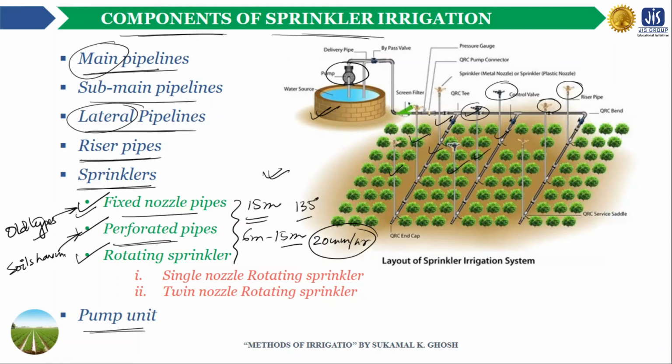So the perforated pipes are suitable for soils having high permeability. Let me write it as K. K is the coefficient of permeability, right?